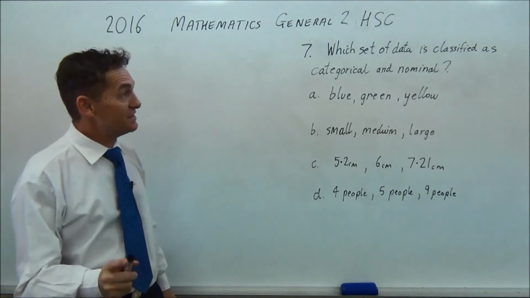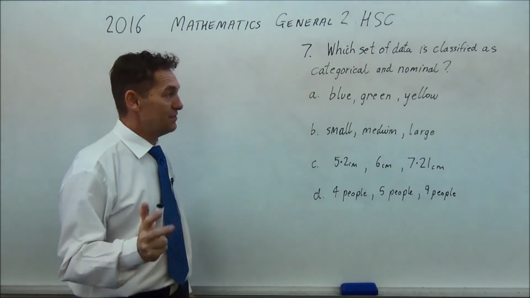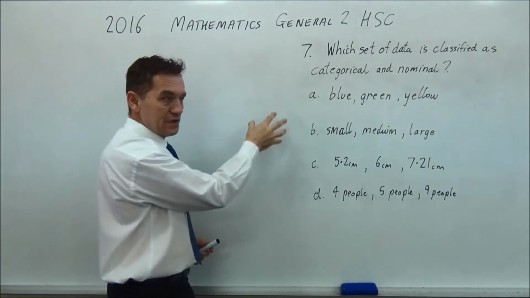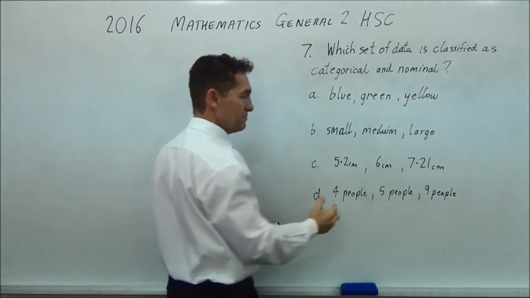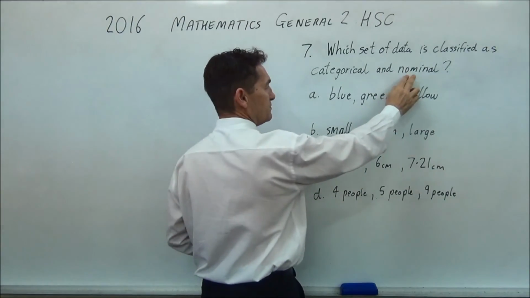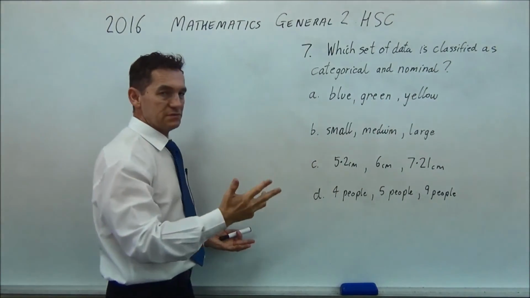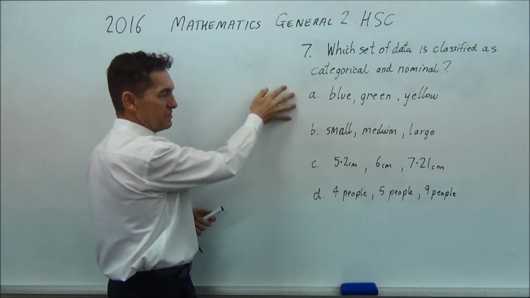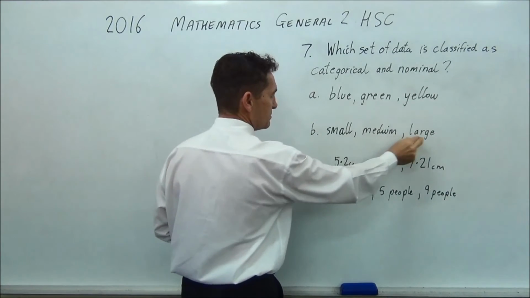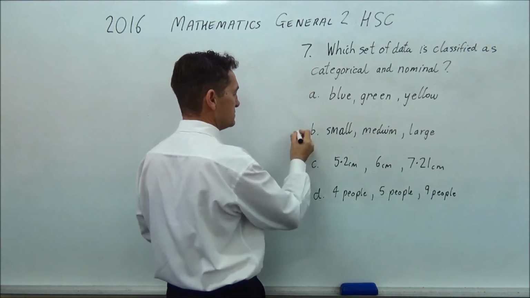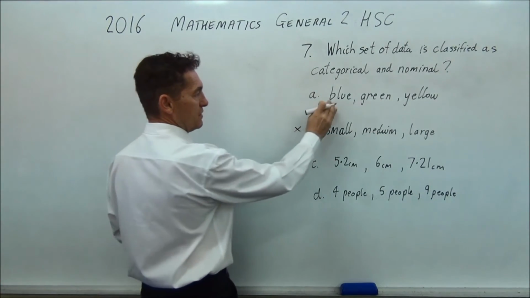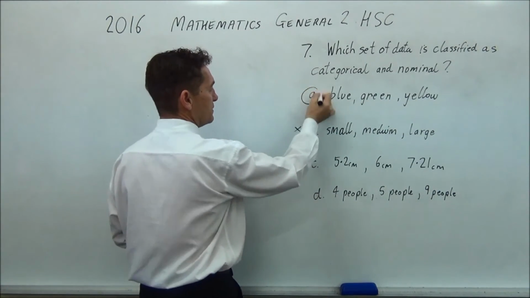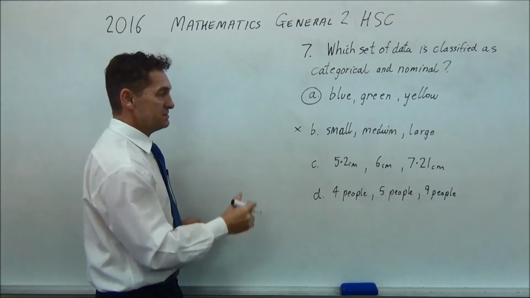Which set of data is classified as categorical and nominal? So categorical, it's some sort of category, and nominal, you can't put it in order. The opposite of nominal is ordinal. So you can't put it in order if it's nominal. So if you just look at all of those, where you've got small, medium, large, you can put those in order. So definitely not those. These are different categories, and you can't put them in order. So this is actually our best answer, and it is the answer.